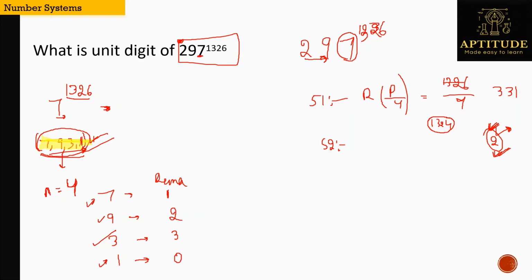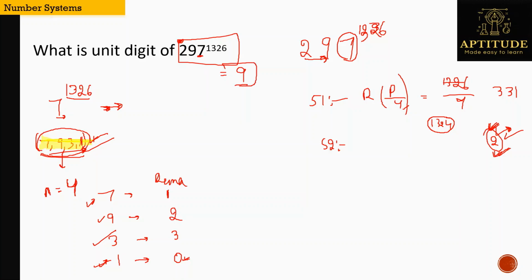So this is how you need to use the power cycles. Just divide the power value by 4 and check the remainder. If the remainder is 1, first digit in the power cycle. Remainder 2, second digit in the power cycle. Remainder 3, third digit in the power cycle. If you don't get any remainder, that is remainder 0, the last digit in the power cycle. So by this I can conclude the unit digit of 7 power 1326 will be 9.